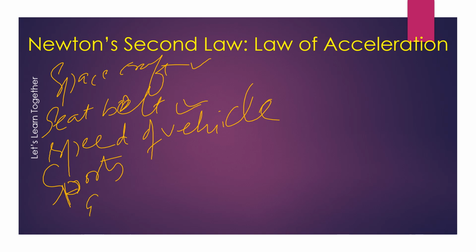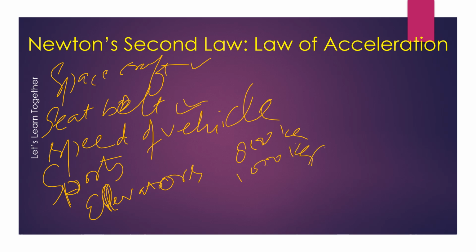Then another application is elevators. You must have seen in elevators that we have a mass limit, right? This is 800 kg, or 1000 kg, right? Why is it written? It is set for some acceleration so that we don't feel the pull of gravity so much while getting from one floor to another. So this is the mass that they have decided and written on it. This is the application part.